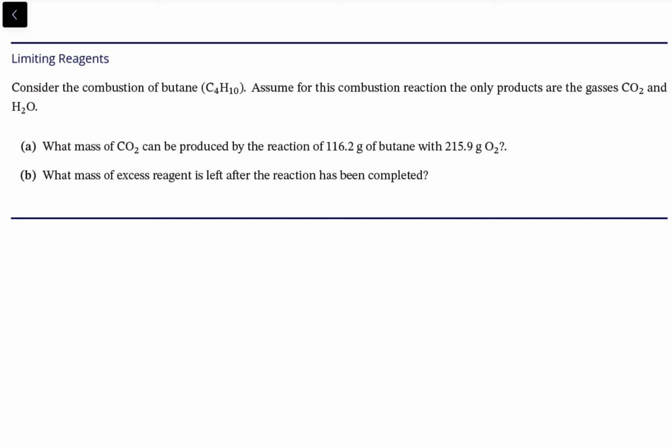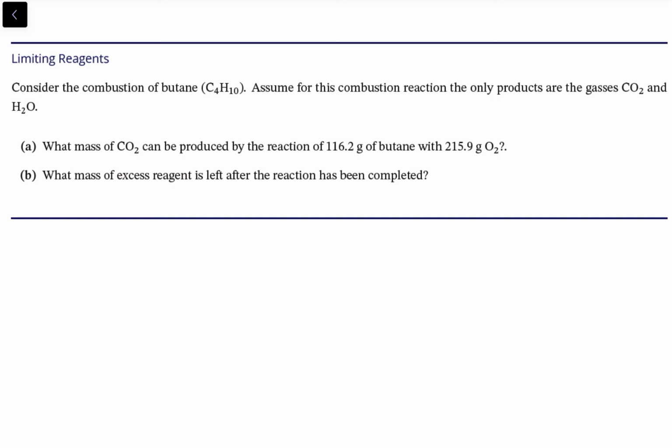Sometimes we mix them and one of them, or two of them, or three of them, or whatever, are in excess. It means that for one of them, there is too little to react with all of the other one, and hence it dictates how much of the products can actually form. Right. So that's what this example is all about.